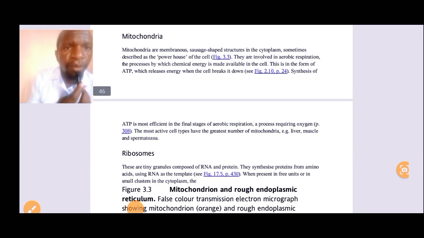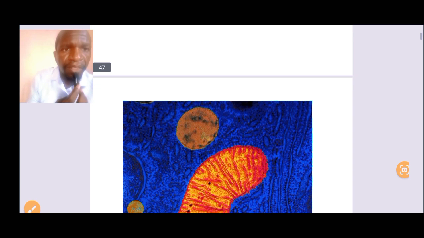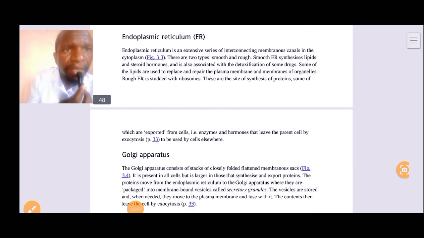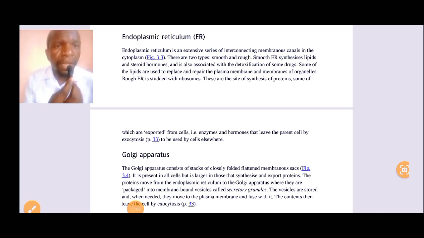So we have two types of endoplasmic reticulum. That is the smooth endoplasmic reticulum and the rough endoplasmic reticulum. Like I indicated earlier on, there are two types, smooth and rough. Smooth endoplasmic reticulum synthesizes lipids. Lipids are fats, like I told you earlier on.